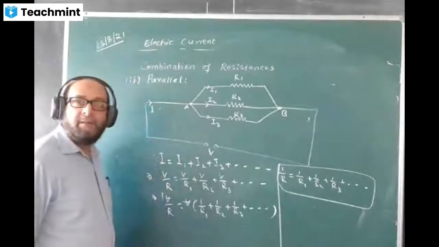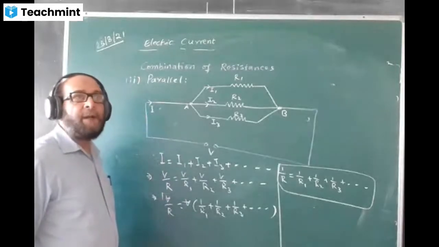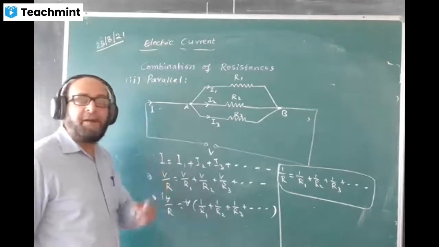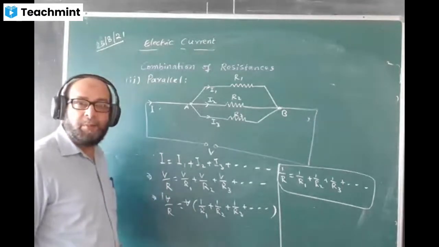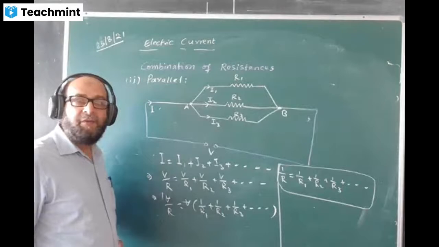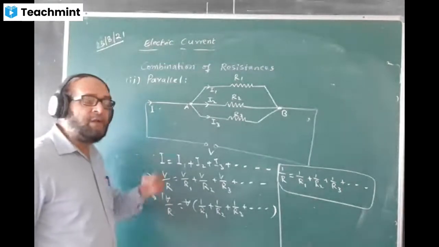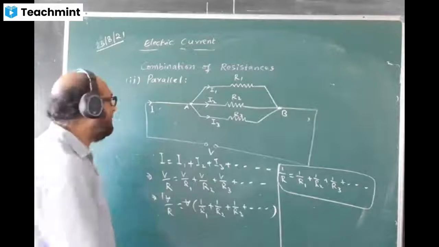So this is done. The theory part of this chapter is done. Next class, I will discuss one graph and then we will start the numerical problems. I think we will finish the numerical problems in this chapter in one class, and then we will start the new chapter, Household Electricity.